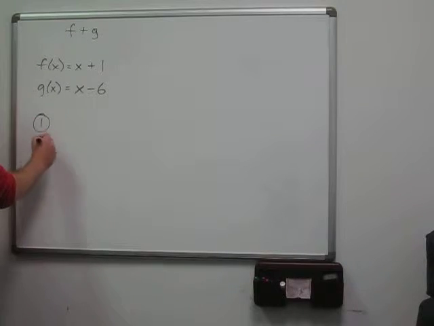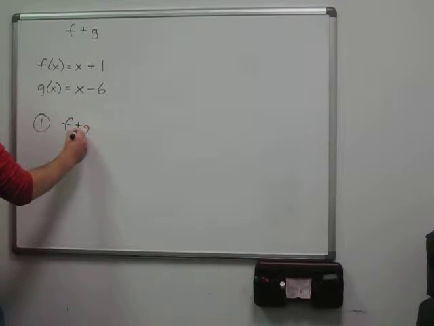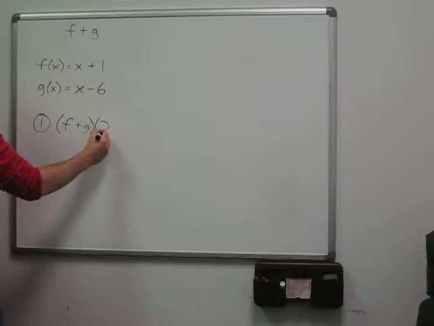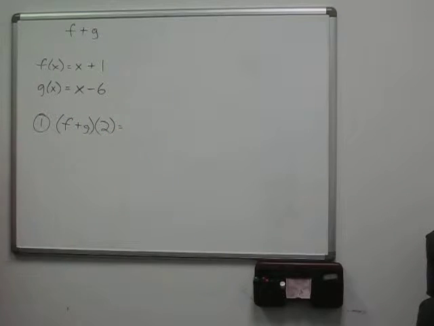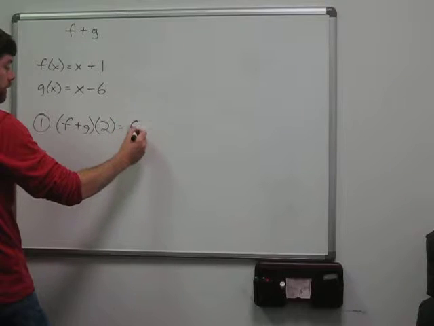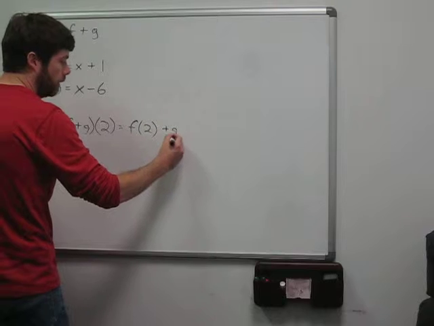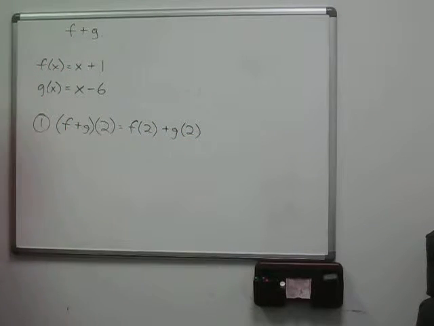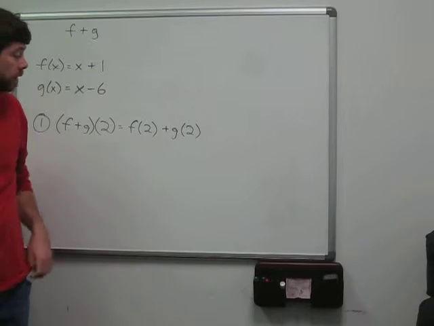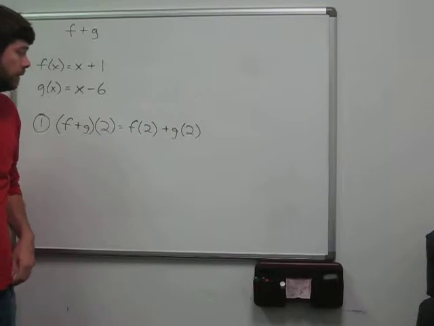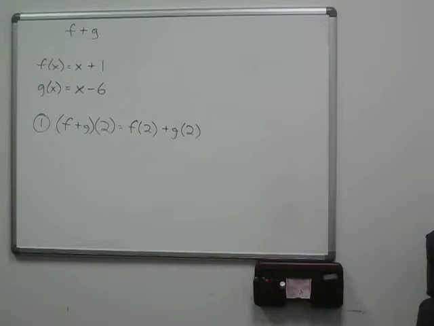Suppose I want to compute the function f plus g when x is equal to 2. By definition of this addition function, I'm just going to take f and evaluate it at 2 and add g evaluated at 2. Right? It's a very natural definition for the addition of two functions, to just evaluate each function at the same value and add them together.